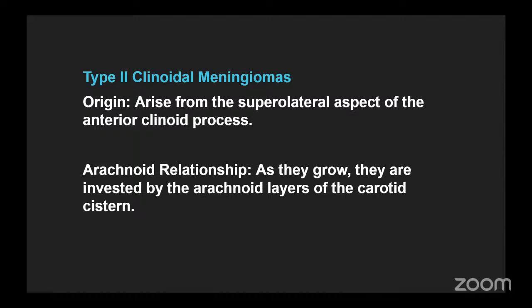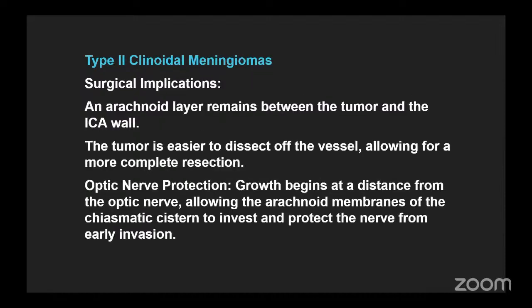Where were type 2? Type 2 were superolateral, right? And since they were superolateral, they are going to be invested with the layers of carotid cistern. Now, we have already discussed that. Do I need to go over it again? It's clear. Okay. What is the surgical implication?